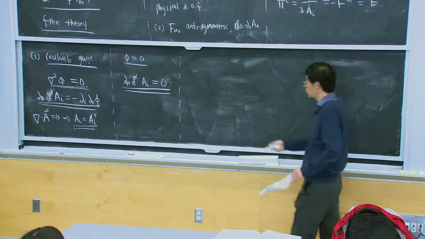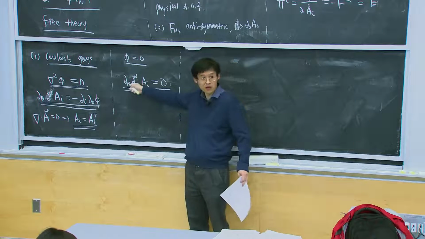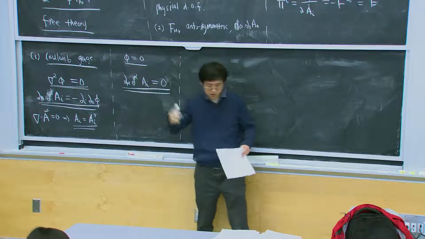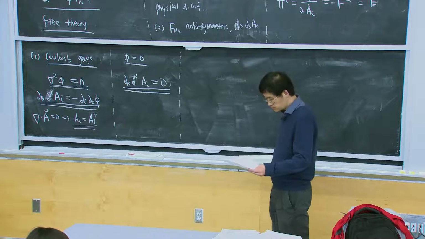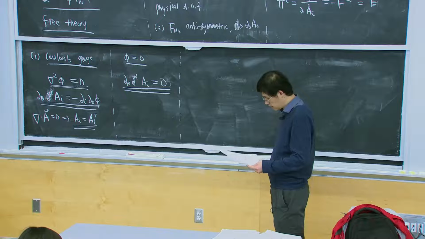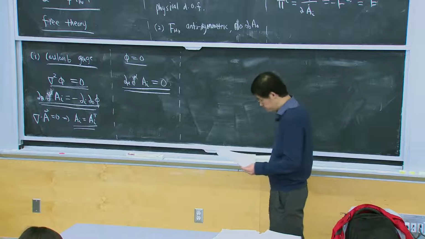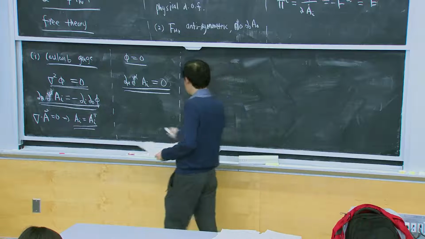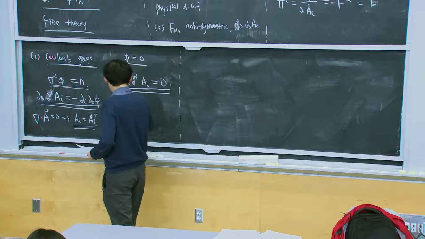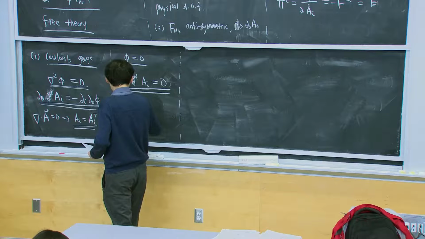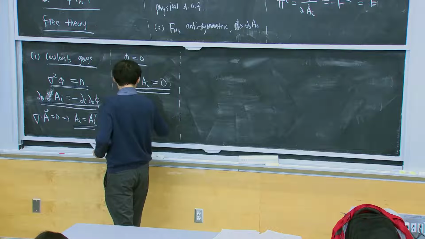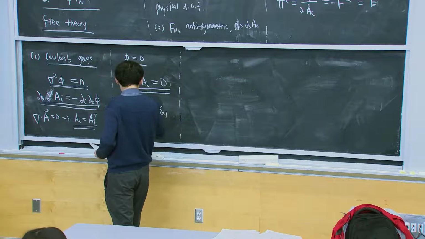Okay, so the solution to this, of course, we already know. So we can just now proceed with the quantization. The first step is that we have to write down the canonical commutation relation. So this means that A_i with pi_i, pi_j should be i delta_ij. Okay, we have to impose this.